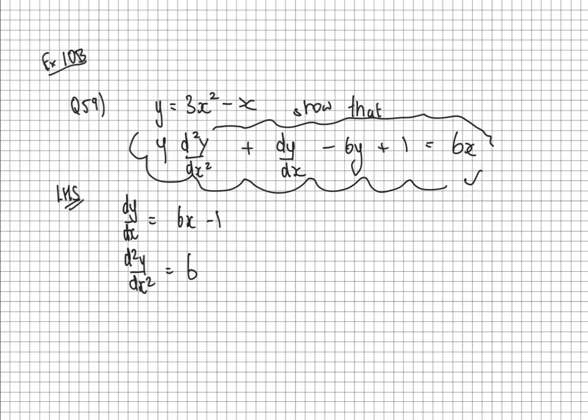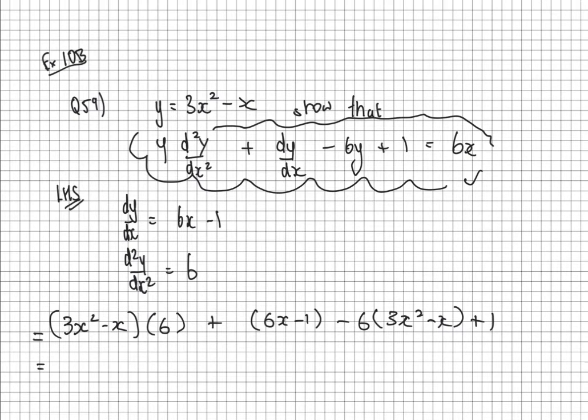The first thing we need to do is write down y. So you've got 3x squared minus x. And we're multiplying that by the second derivative, which is 6. We're adding on dy by dx, so 6x minus 1. We're taking away 6y, and y in the question was 3x squared minus x, and then adding on 1. So let's tidy that up.